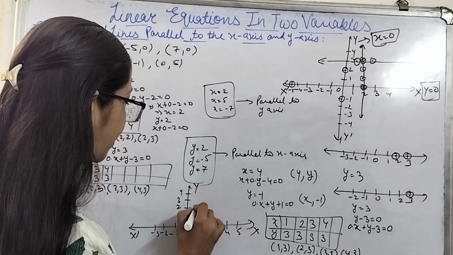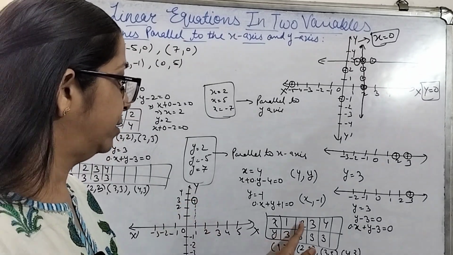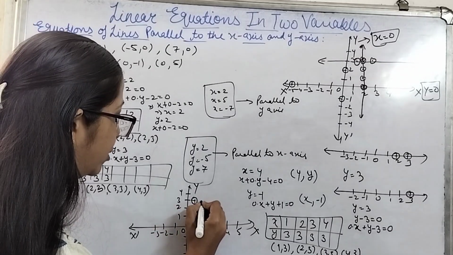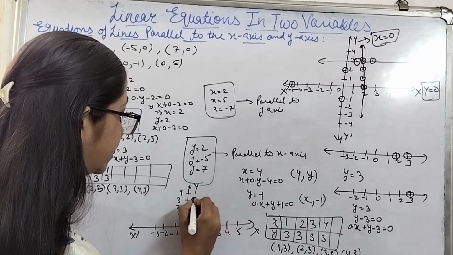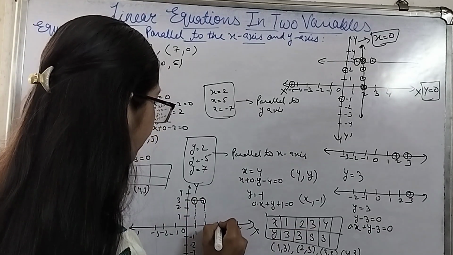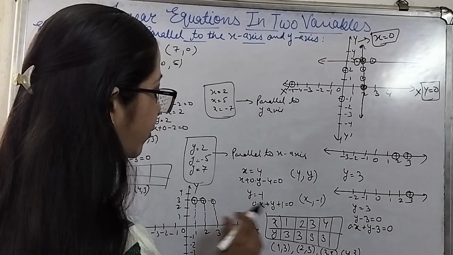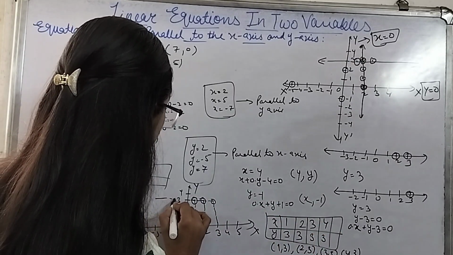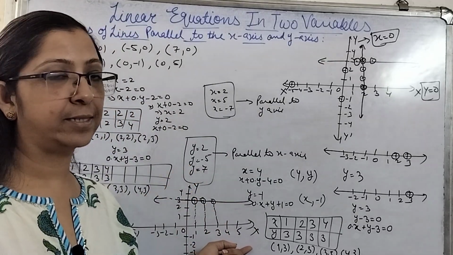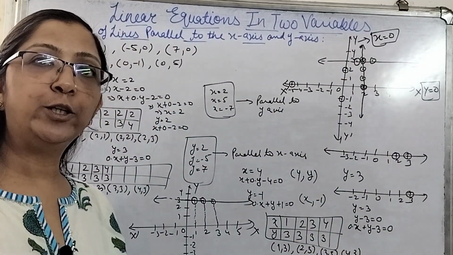From here we will be drawing the perpendicular, from here we will be drawing the perpendicular. So this will be the point. X is equal to 2, y is equal to 3. So if we take it like this, this is the point. X is equal to 3, y is equal to 3. From x equal to 3, we will make it, this is the point. So if we plot it, it will be a straight line like this, which will be parallel to your x-axis. This is a representation of your linear equation in two variables.